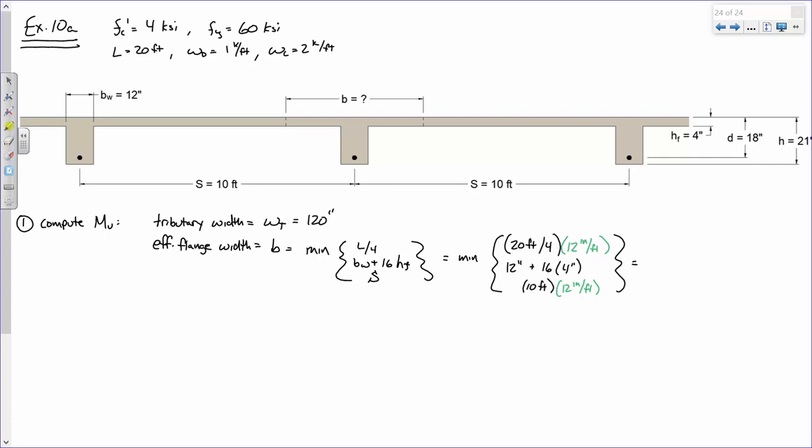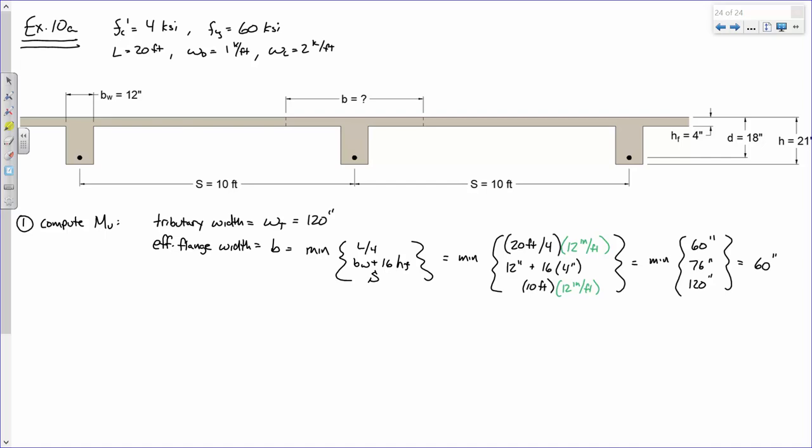I think concrete design more than steel design is a little bit funkier when it comes to the units, but you've got to be consistent with your units. So, up top, 20 over 4 is 5, 5 times 12 is 60. Bottom, 10 times 12, that's 120. And then 16 times 4 is 64, plus 12 is 76. Did I do that right? So that's 60 inches.